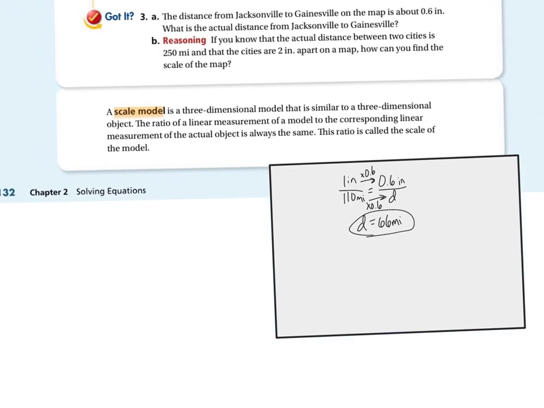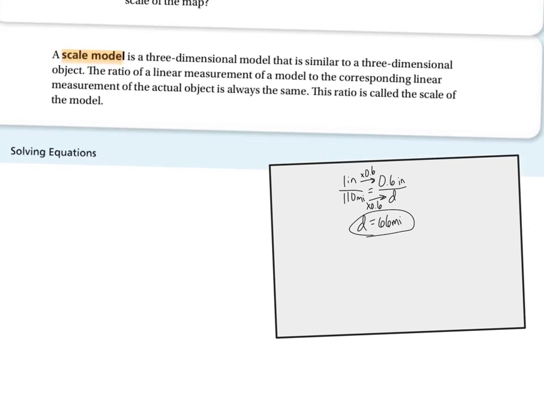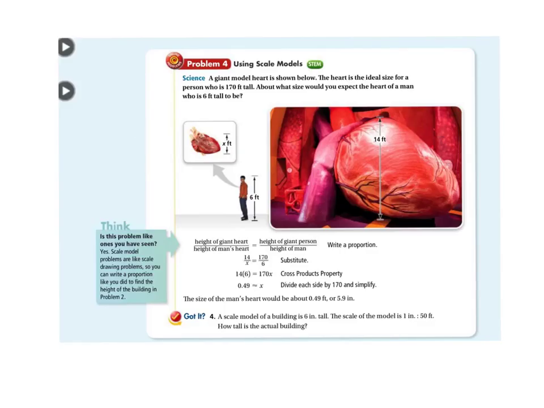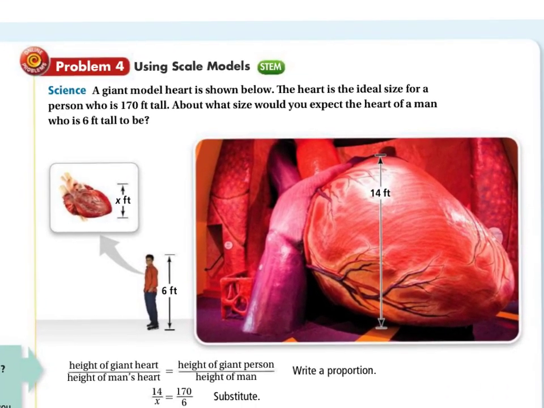So if we look at the bottom of the page, it talks about scale models, which are 3-dimensional models similar to the 3-dimensional object. It's kind of the same idea as what we just did with the scale drawings. So problem 4: a giant model heart is shown below. The heart is the ideal size for a person who is 170 feet tall. About what size would you expect the heart of a man who is 6 feet tall to be?